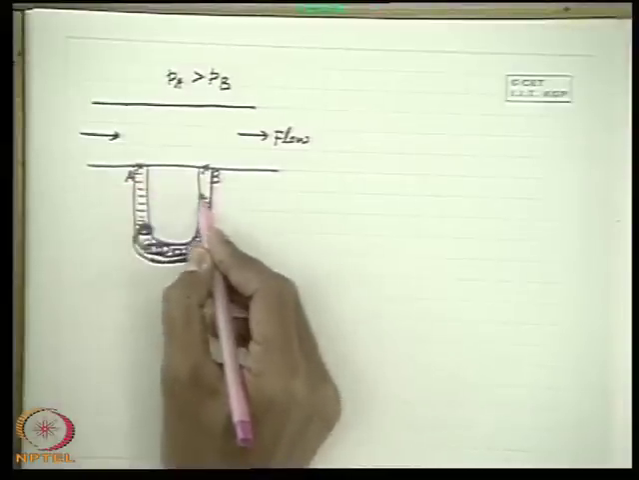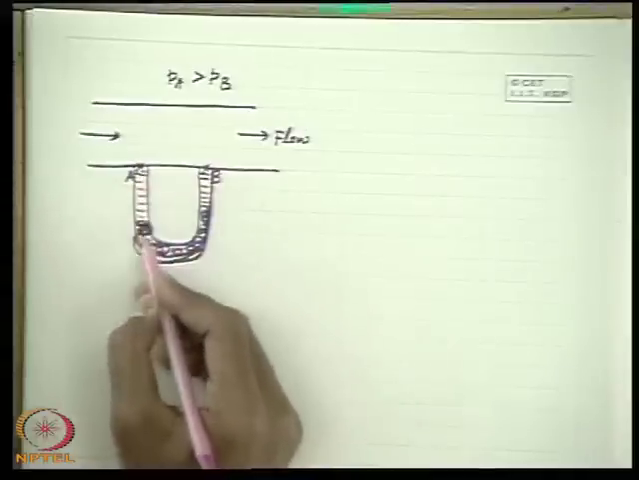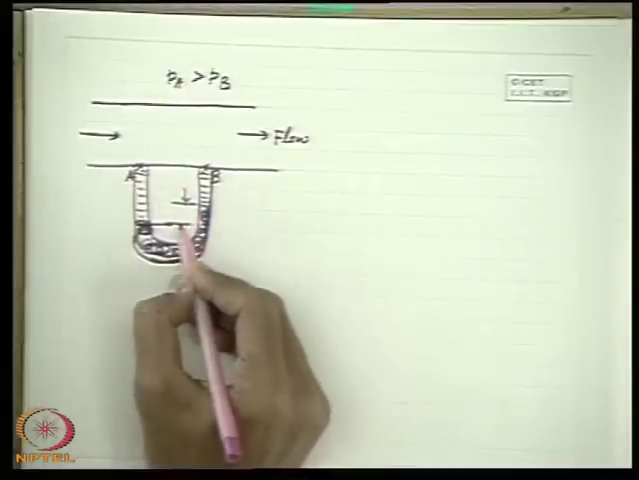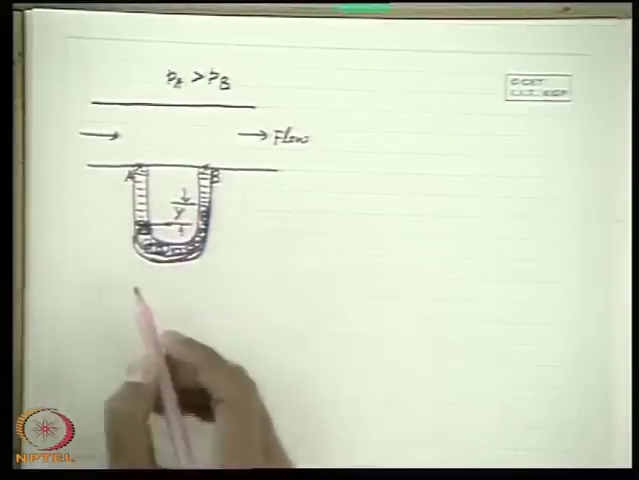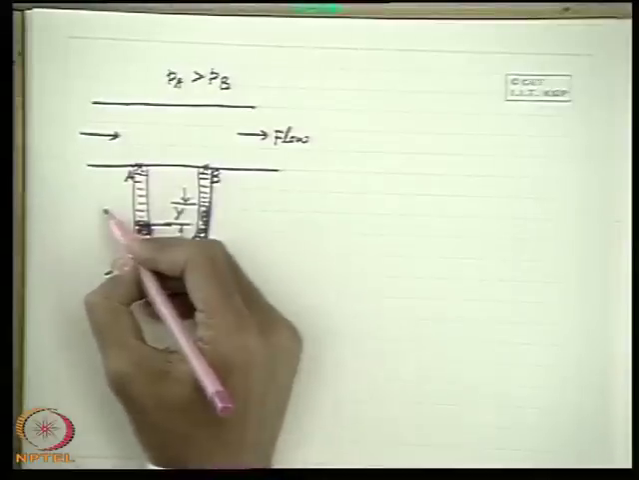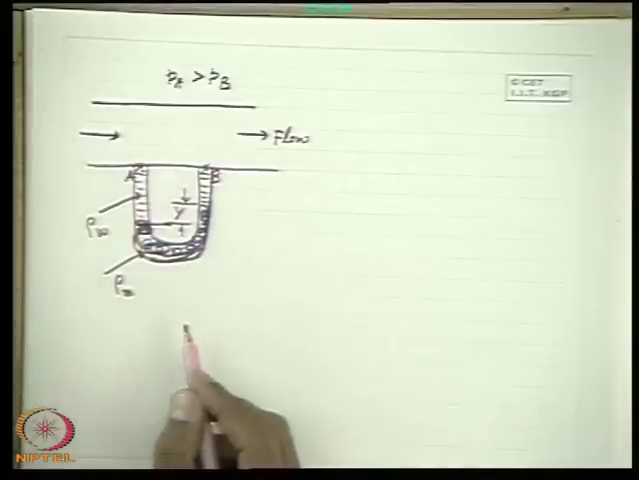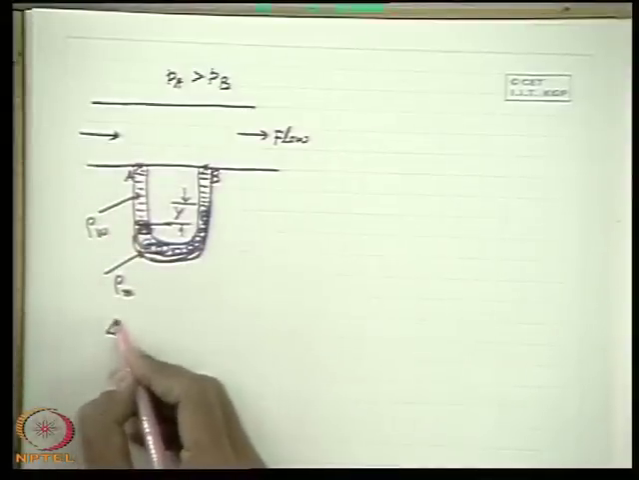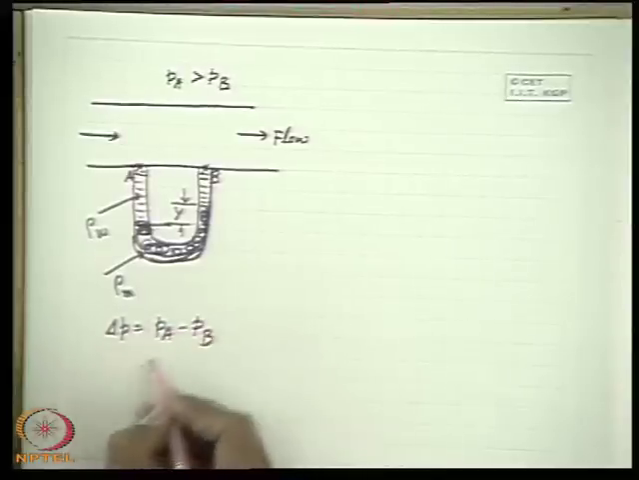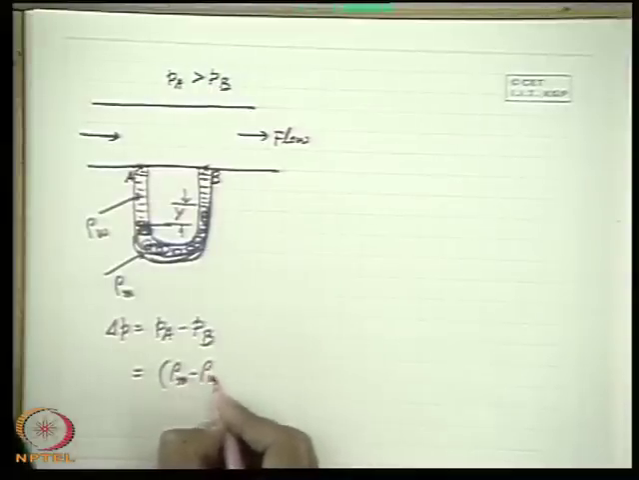We register a deflection, that means the interface, the separation surface between the working fluid and the manometric fluid, stands like that, and this is Y. If we take the manometric fluid density as rho m and the density of the working fluid as rho w, we have found that delta P, that is equal to PA minus PB, becomes equal to (rho m minus rho w) g into y.